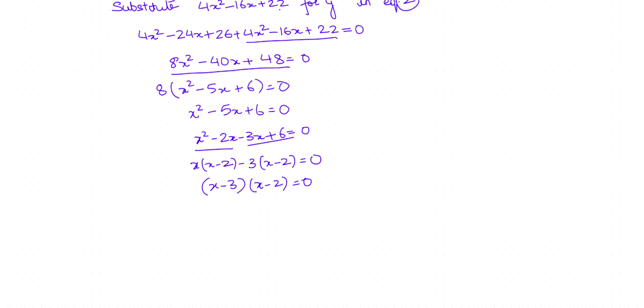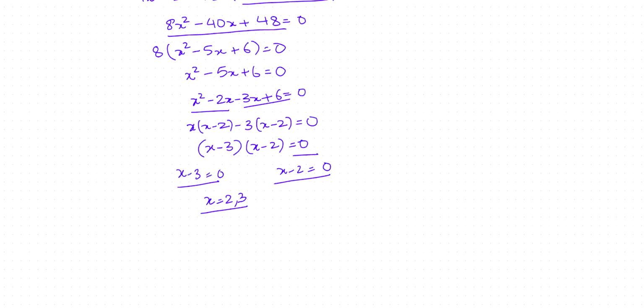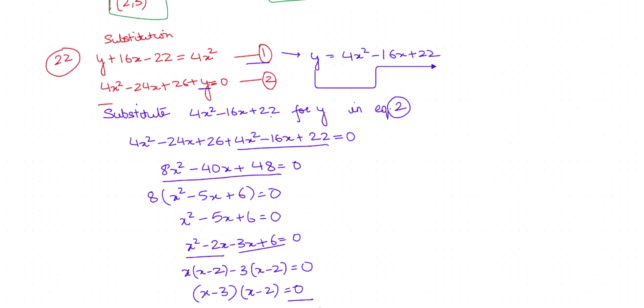Now, because of the zero product property, either of the factors should be 0 to get the answer 0. So x minus 3 is equal to 0 and x minus 2 is equal to 0. We got two values, x is equal to 2 and 3. Now we will substitute the values in this equation and get the value of y.